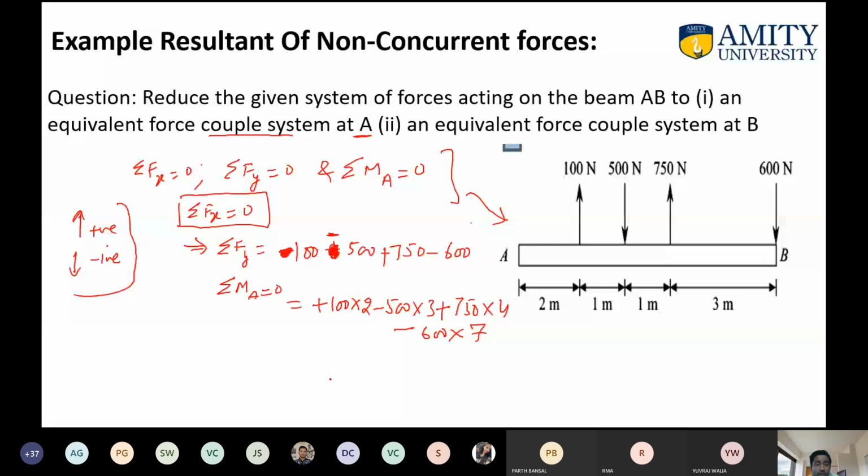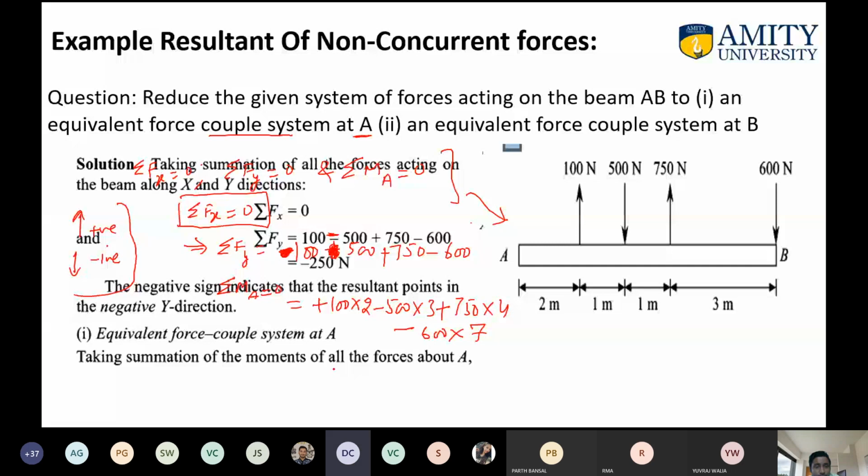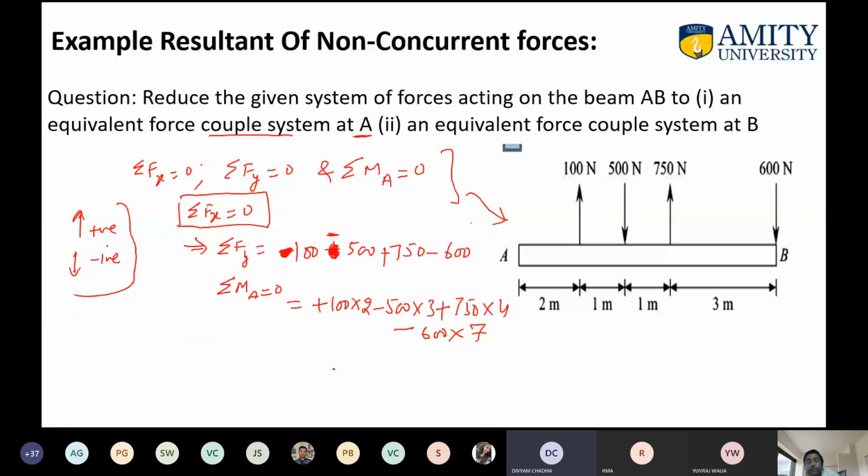What are the values I am showing to you? Sir, won't we take 250? Sir, won't we take RB in the moment equation? No, I have told you, because there is no support here. If there is support here, then only you can take it. But there is no support here, so no need to take the support.